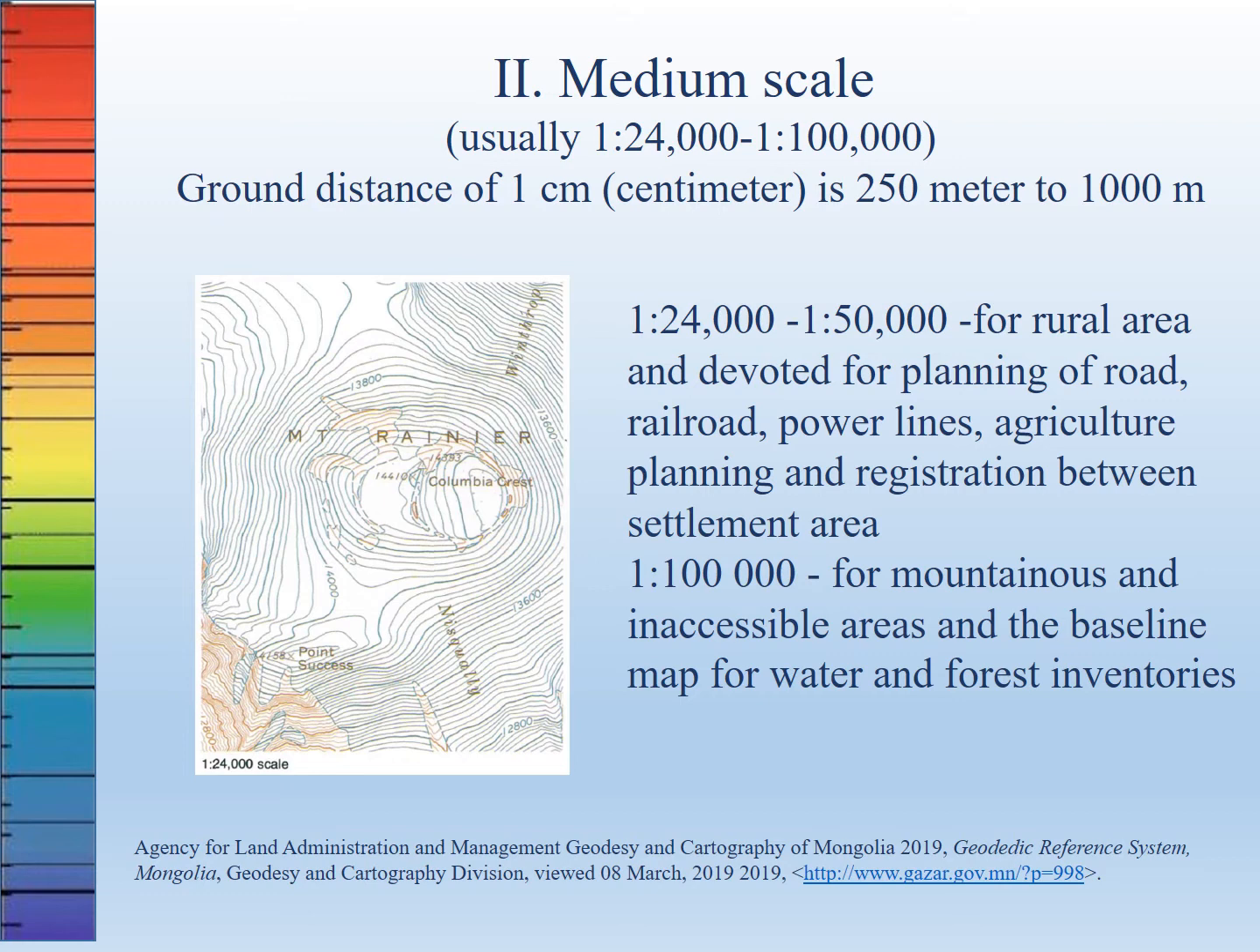Whereas medium scales of them, for example, of the scale of 1 to 24,000 to 1 to 50,000 mostly represent rural area features, limiting some details which are present in large-scale maps. They are created for planning of infrastructure between urban and settlement areas, such as road, railroad, power line, and so on. However, the 1 to 100,000 scale of medium-scale maps are created for mountainous and inaccessible areas and used as baseline map for land cover map, for water and forest inventory works.